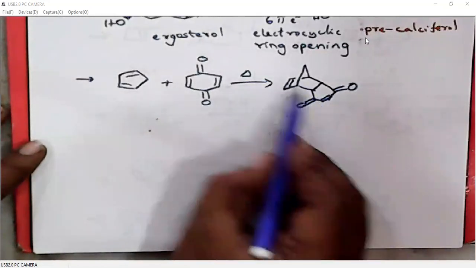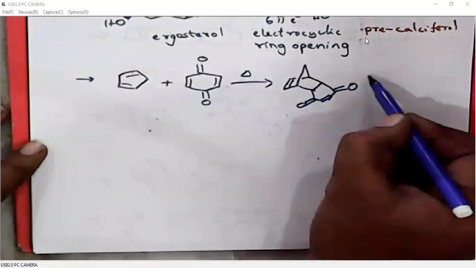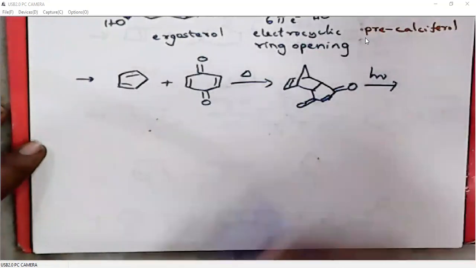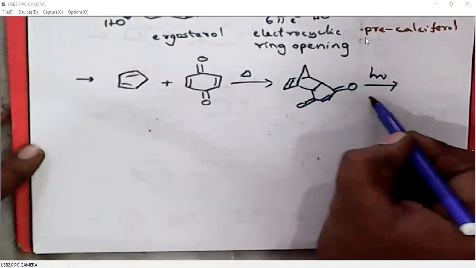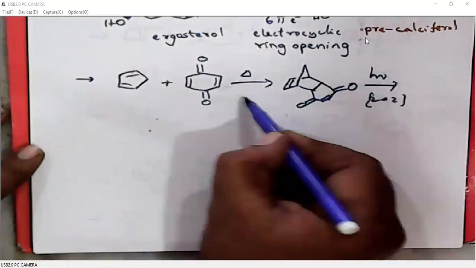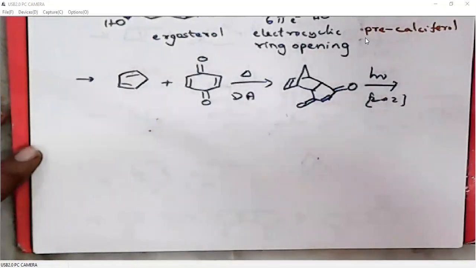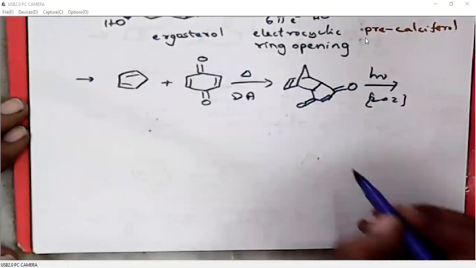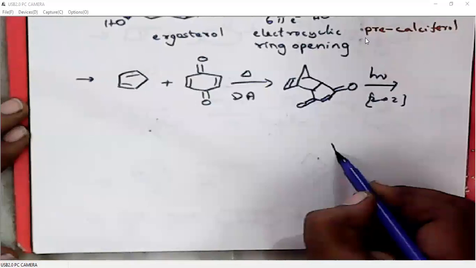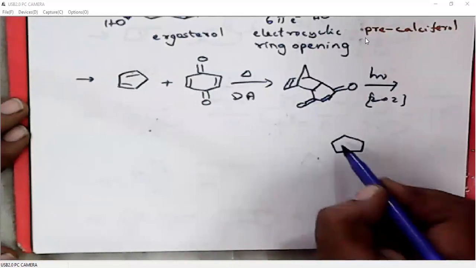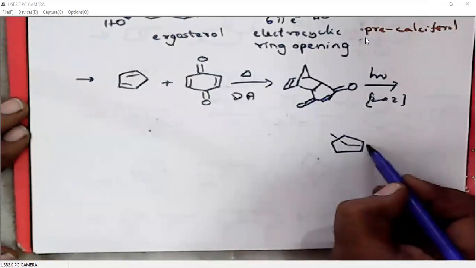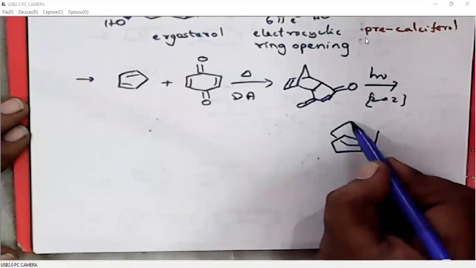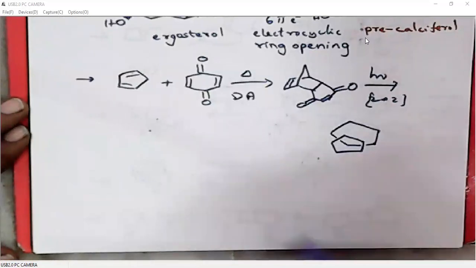right? Here we have 2 double bonds, so it can be treated under photochemical conditions to have a 2+2 reaction, right? So because of this 2+2 reaction, the product is... please watch while writing.